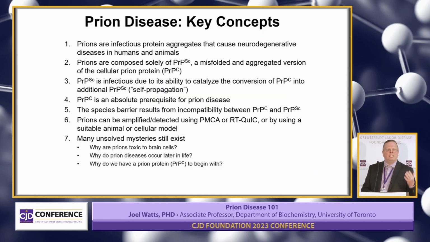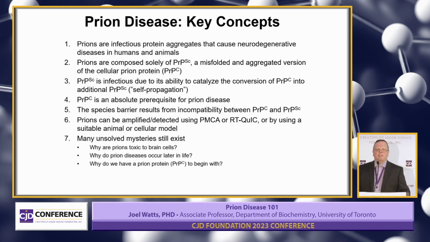So just to summarize some of the key concepts that I've gone over. Prions are misfolded and infectious protein aggregates that cause neurodegenerative diseases. They're solely composed of PrPSc, which is a misfolded version of PrPC. PrPSc can self-propagate or self-multiply, which is why prion diseases are infectious. A species barrier means that you have to have a good match between PrPC and PrPSc. And prions are best studied by taking advantage of their infectious properties, either in an animal model, a cellular model, or by using in vitro techniques such as PMCA or RT-QuIC.